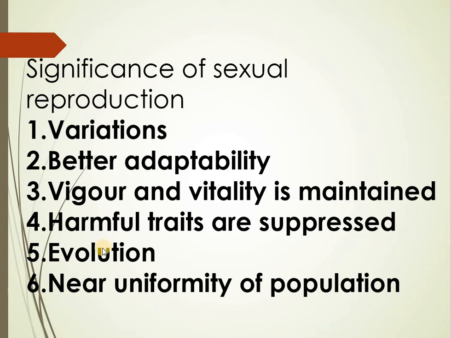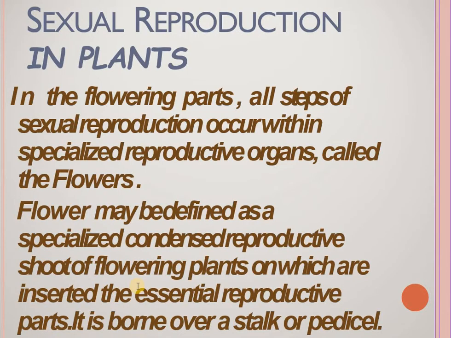And due to the flow of genes amongst the individuals during sexual reproduction, a uniformity of population is maintained, whereby there is a broad resemblance of all the individuals with one another. Now let us talk about sexual reproduction in case of plants.